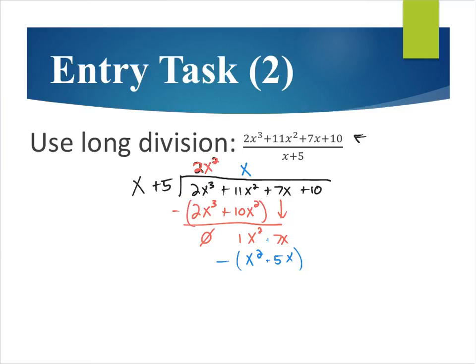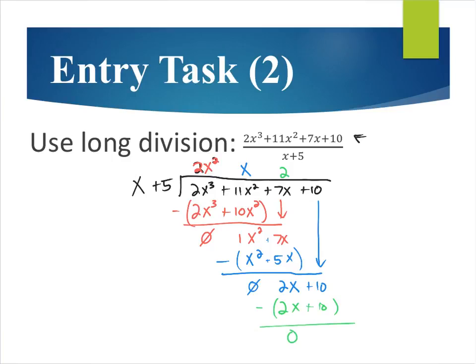I'm going to subtract. x squared minus x squared is 0. 7x minus 5x is 2x. Bring the next thing down, so plus 10. And then I think something times x is 2x, so that's got to be 2. 2 times x is 2x. 2 times 5 is 10.